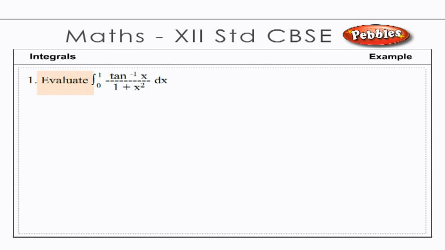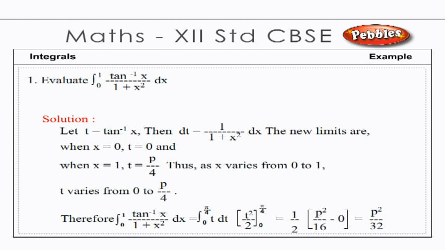Evaluate integral 0 to 1 tan inverse x by 1 plus x square into dx. Solution. Let t is equal to tan inverse x. Then dt is equal to 1 by 1 plus x square into dx. The new limits are when x is equal to 0, t is equal to 0, and when x is equal to 1, t is equal to pi by 4. Thus, as x varies from 0 to 1, t varies from 0 to pi by 4.